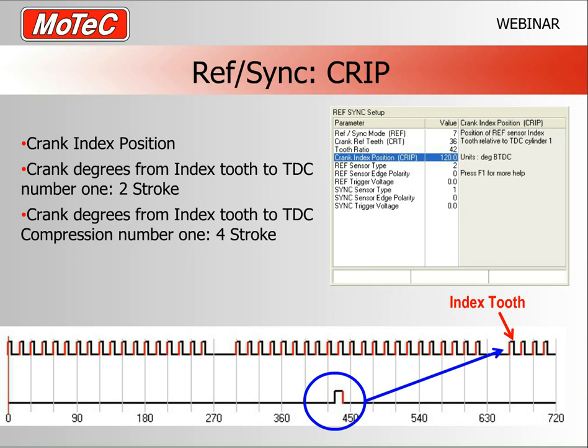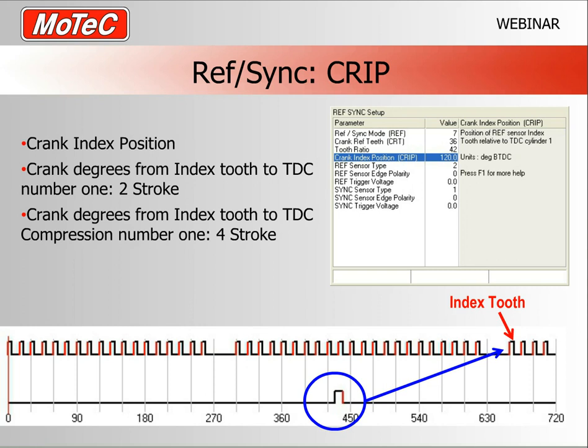Crank index position. This is probably one of the most important settings in the ECU. I'm going to spend a few slides just going through this. Basically, this ref and sync trigger tooth system, the ultimate idea is to let the ECU know exactly where the crank is in its cycle so that it can place spark and fuel at the right time, also know RPM, etc. So everything to do with timing events against the crank trip is very important.